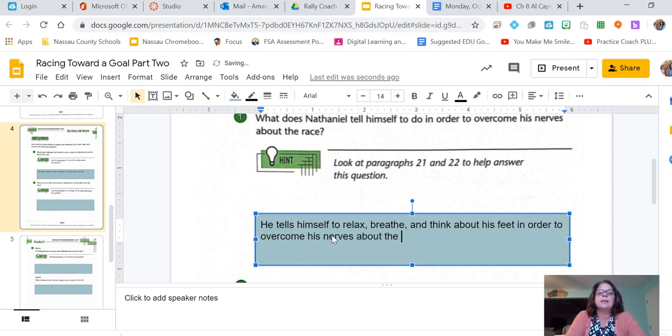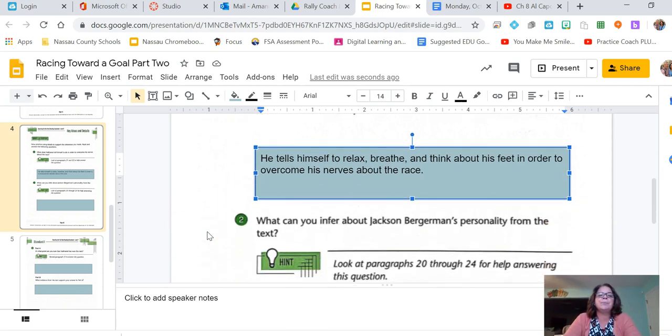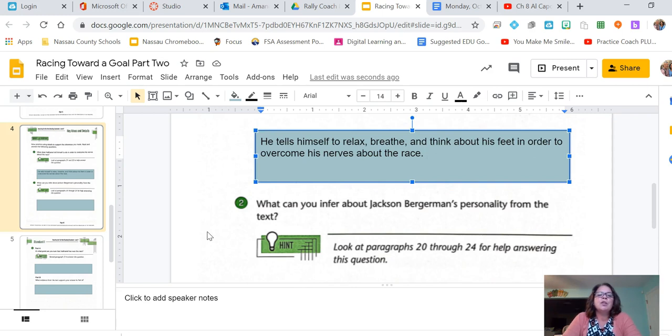about the race. If you pause this, type your answer, please do so, and then resume when you're ready for question 2. So now question 2 says, what can you infer about Jackson Bergman's personality from the text? So they're making you come up with an inference, which means they don't tell you what Jackson Bergman's personality is, but you have to take what you learn from the text and what you know.